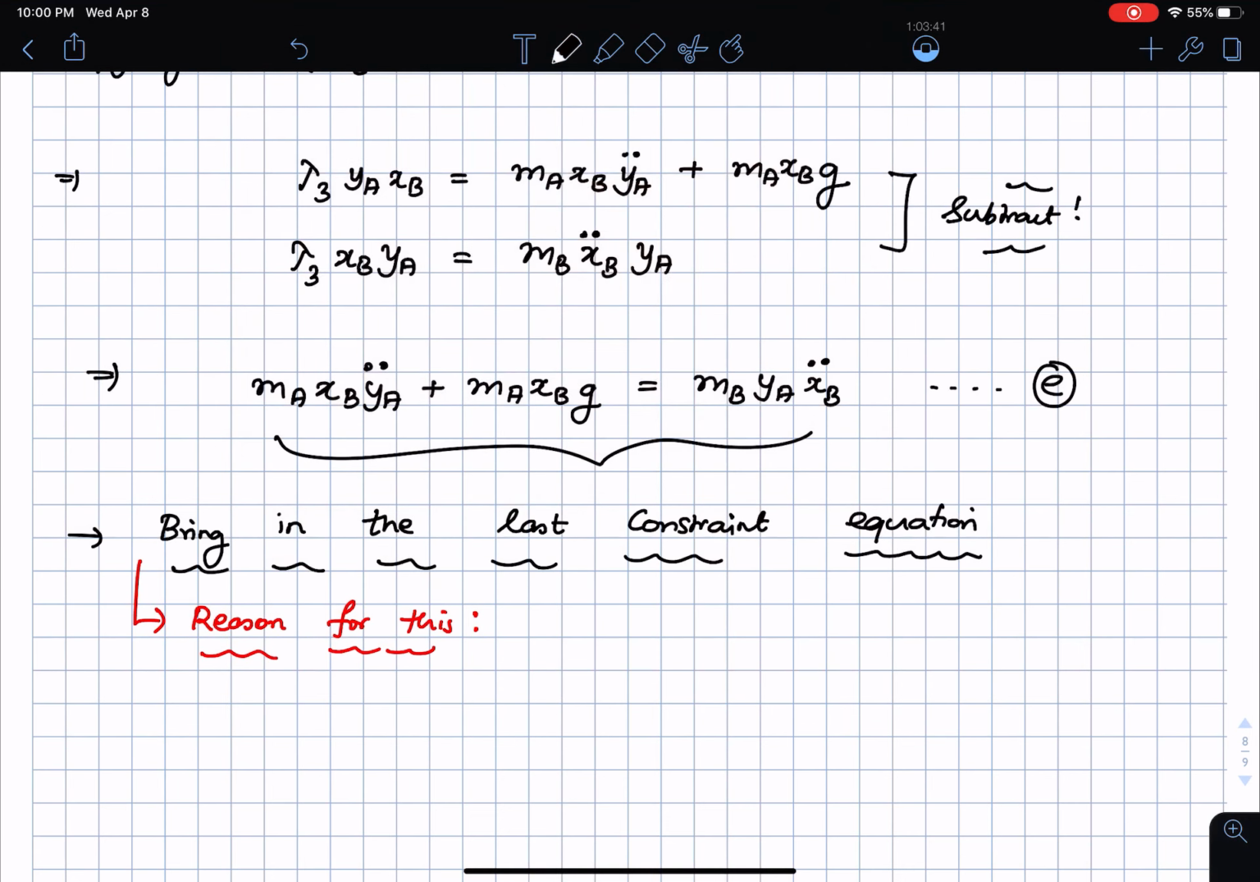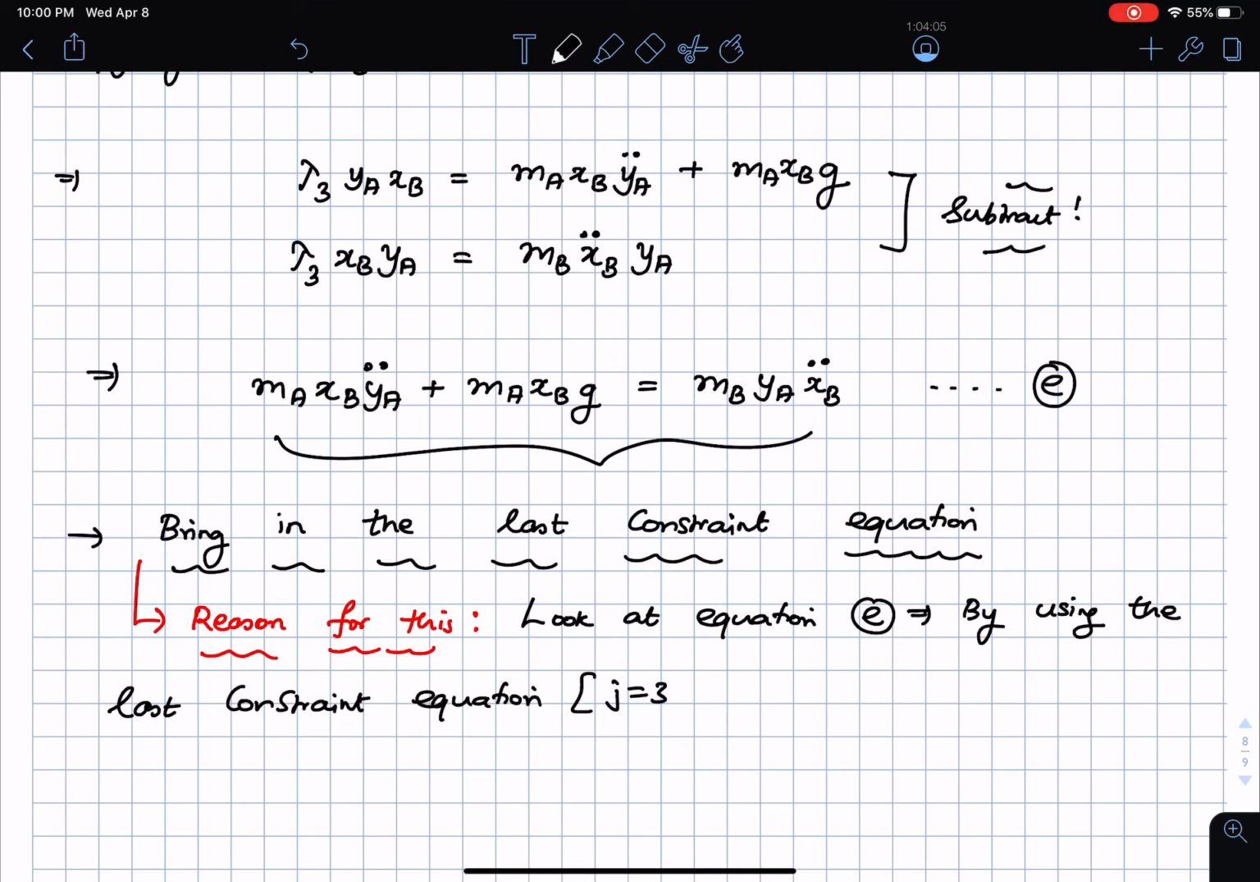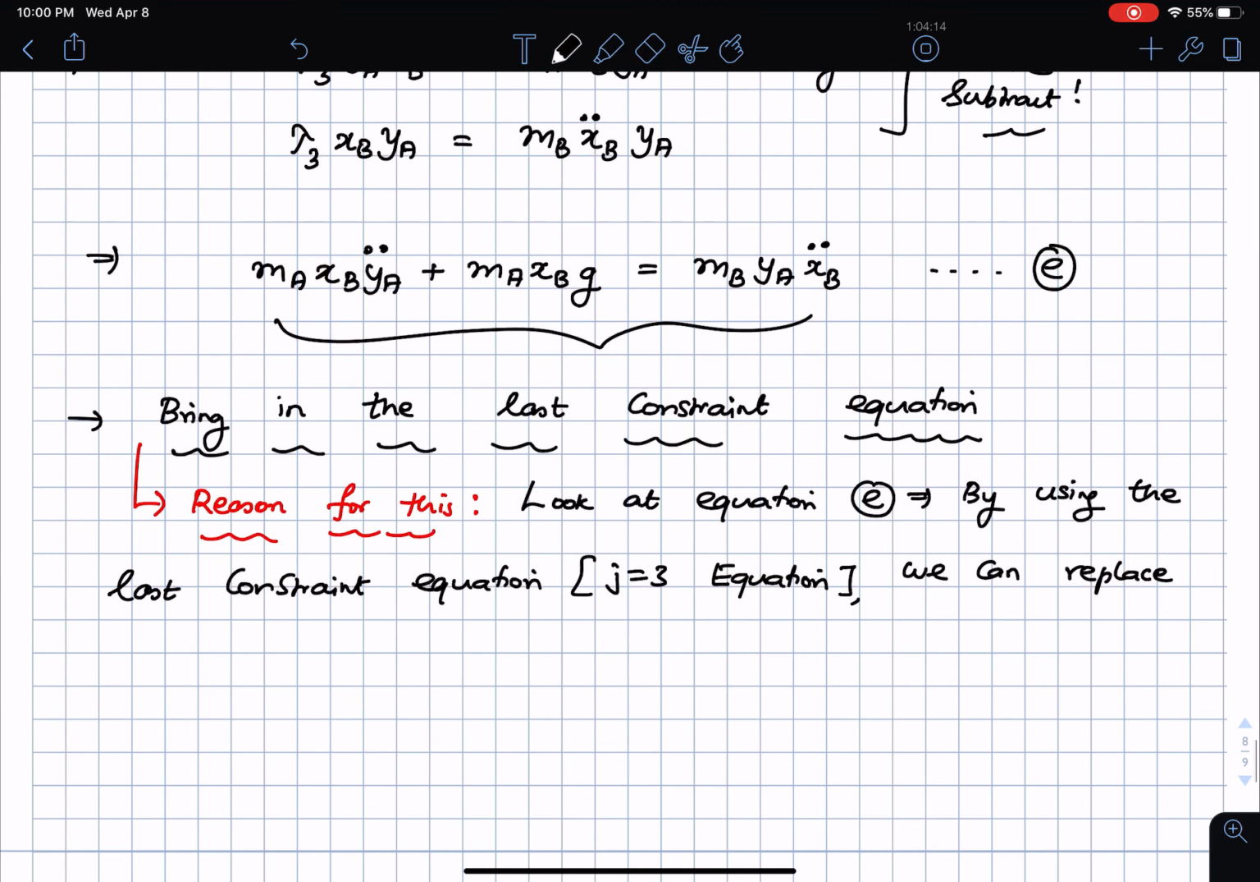Look at equation E. By using the last constraint equation, the j is equal to 3 equation, we can replace xb with ya in order to get the equation of motion of the system.